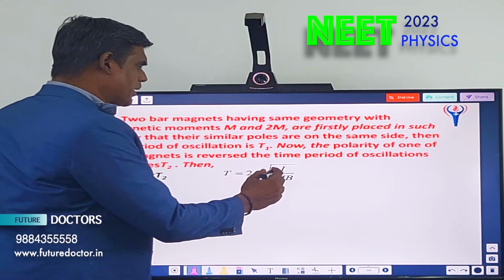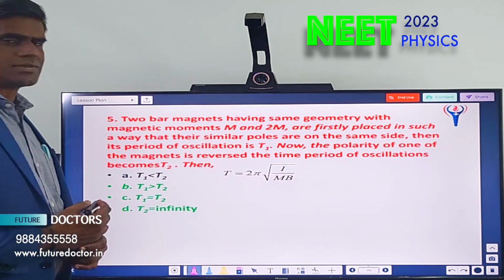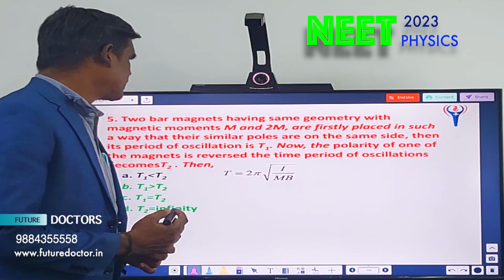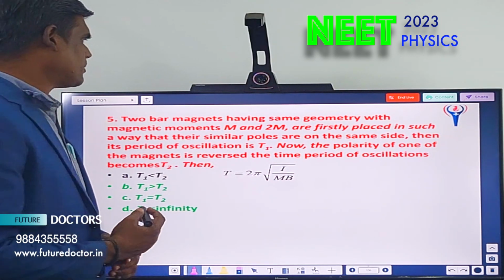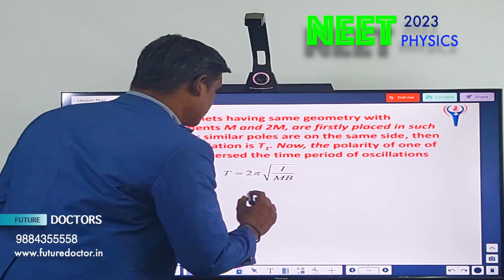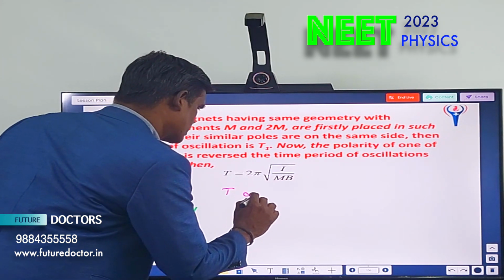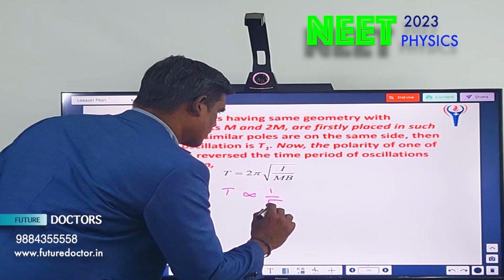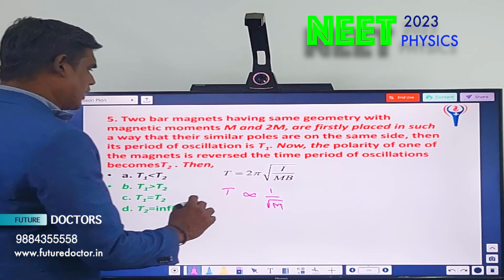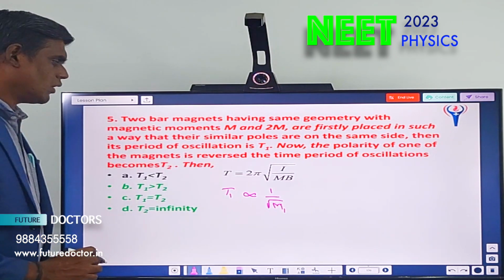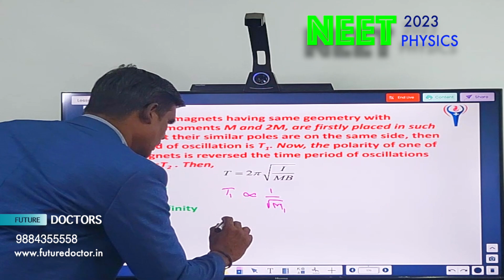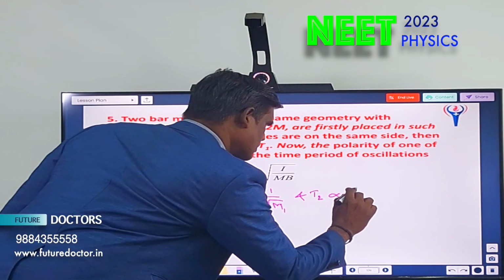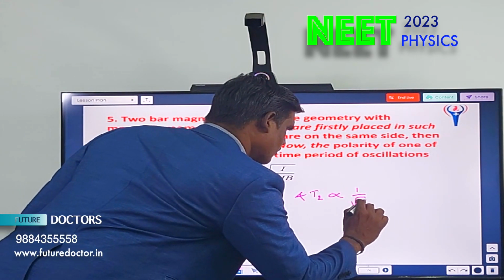The formula is T equals 2 pi root of I by MB. Here I is the moment of inertia, M is the magnetic moment, and B is the magnetic induction or magnetic field. Here I and B are constant, therefore T is proportional to 1 by square root of M. T1 is proportional to 1 by root of M1, and T2 is inversely proportional to square root of M2.